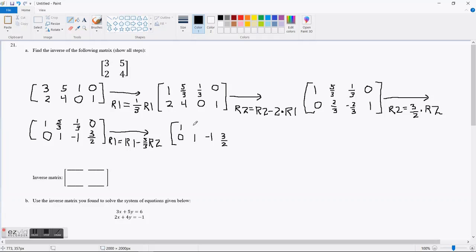And 1 minus 5/3 of 0 is 1. 5/3 minus 5/3 of 1 is 0. 1/3 minus 5/3 times negative 1 is plus 5/3, which gives us 2. And 0 minus 5/3 times 3/2 is negative 5/2. So we now have our inverse matrix. Since we turned the original matrix into the identity matrix, what's left to the right of it there is the inverse of the original matrix.